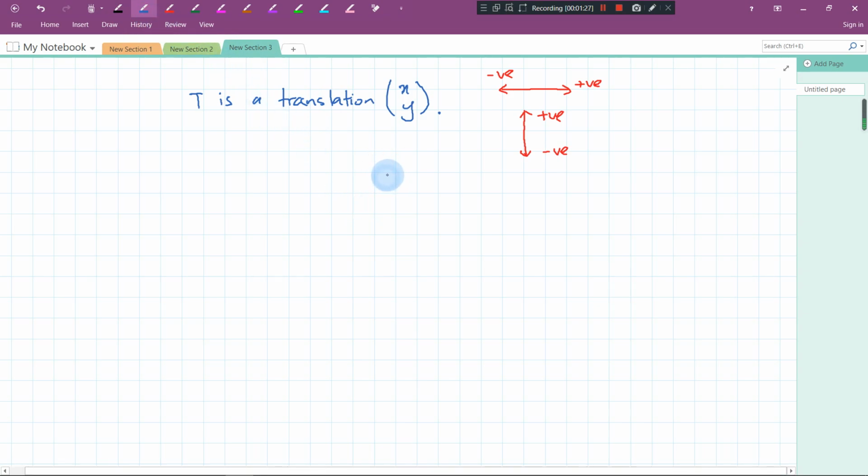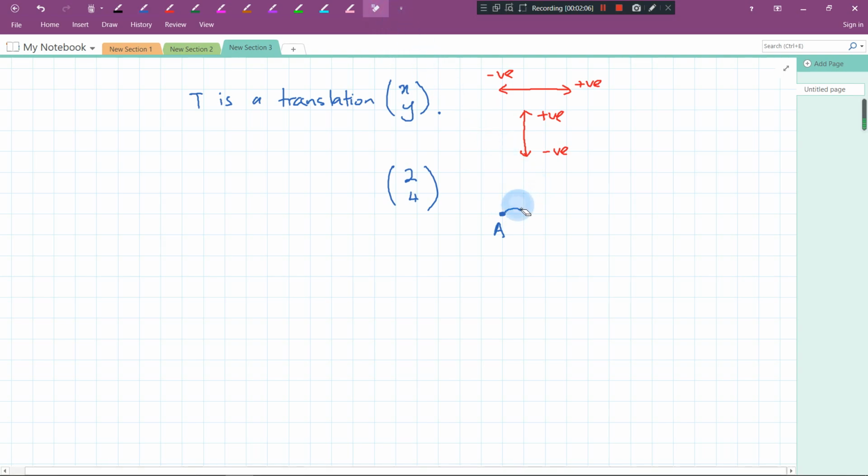If I have a translation which is (2, 4), what does this mean? It means that you have to move your object 2 units to the right hand side followed by 4 units upward. So let's say I have an object over here, let it be A. Now I'm going to draw the image of this object under this translation. 2 units to right, 4 units upwards. So it will be here.